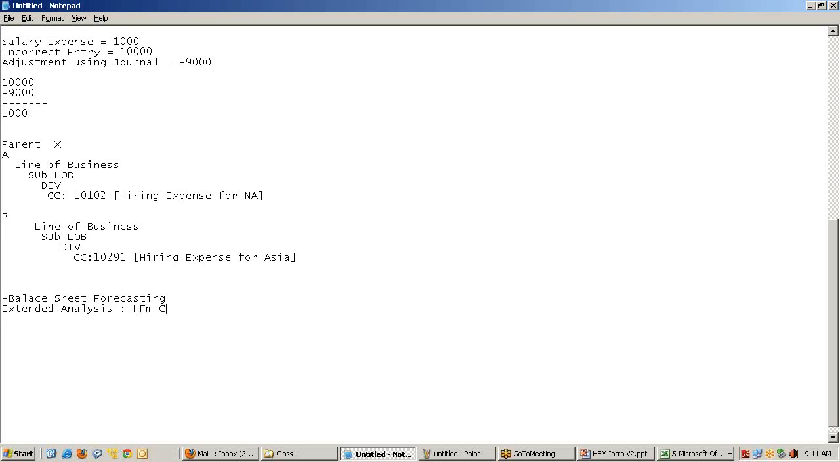HFM is designed for financial closing and consolidation. But my client says, I need to forecast my business for the next 10 years. And he gives me a very complicated level of forecasting. What if this happens? What if my product raw cost increases by 10%? How is it going to impact my balance sheet? What if the client has delayed my payment by 10 days? How is my complete balance sheet, profit and loss, and cash flow going to be impacted by this? HFM is not designed to do that.